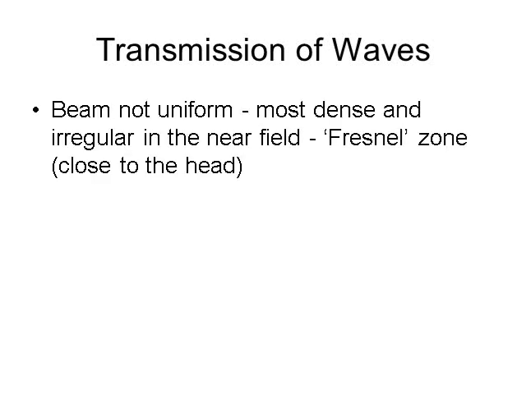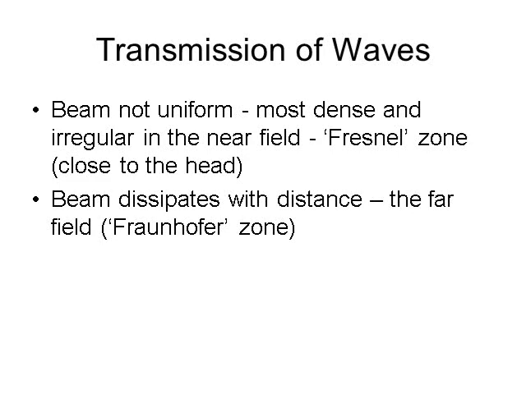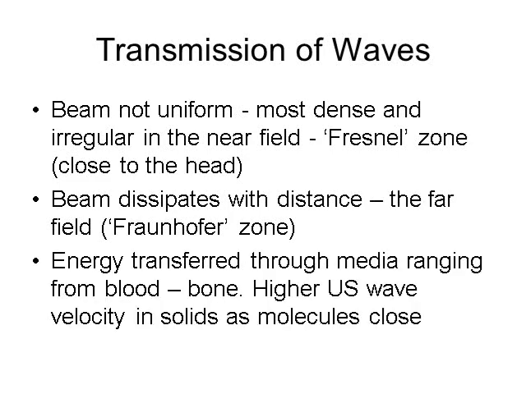It is important to recognize that a beam of ultrasound being transmitted through the tissues is irregular, particularly close to the treatment head. This area of ultrasound wave is called the Fresnel zone. Due to absorption and scattering of the wave, it reduces in amplitude with distance. The far field of the ultrasound waves is called the Fraunhofer zone. Energy passes through all of the tissues of the body, each of which has a different density. Ultrasound will pass more quickly through denser materials as the molecules are closer together.